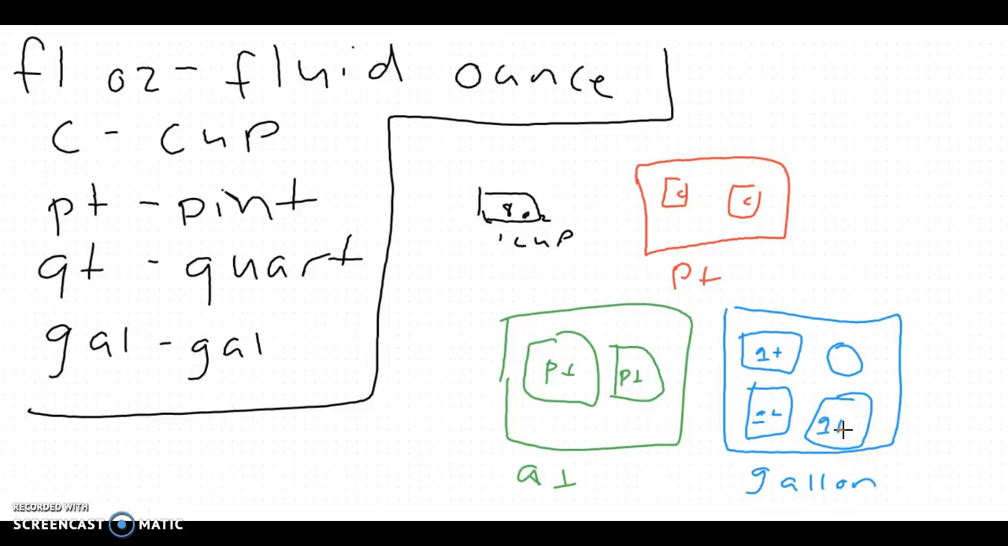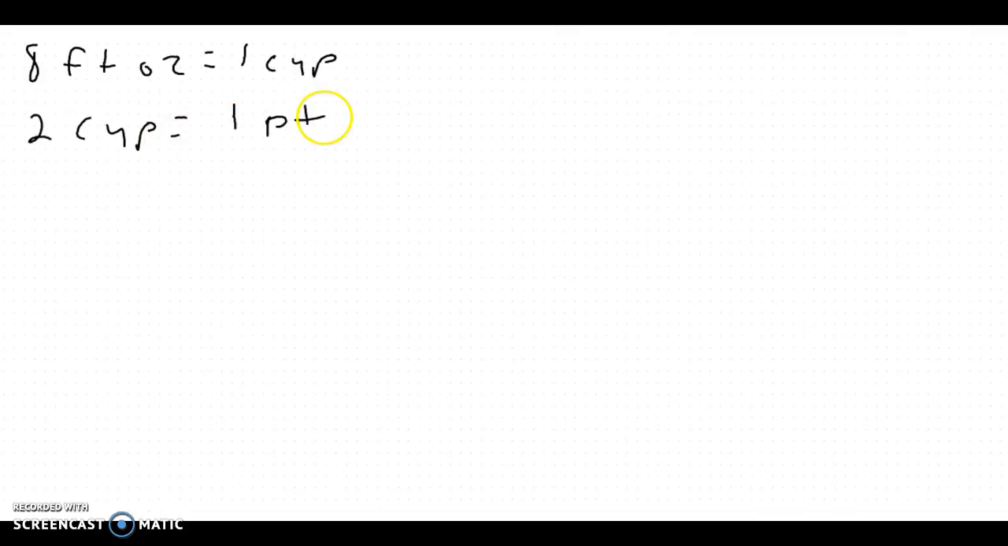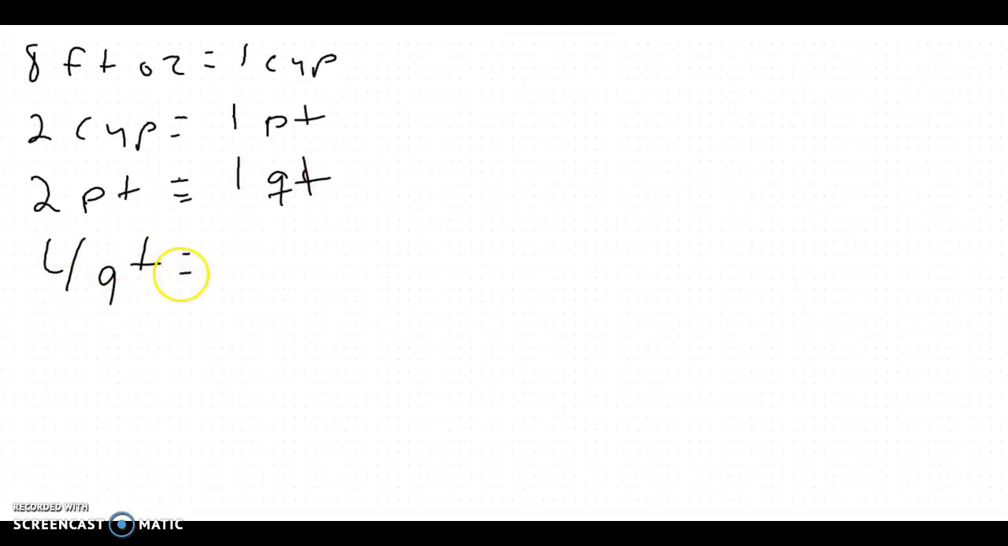We'll come and we'll look at that again. So we have the ounce, or the fluid ounce, the cup, the pint, the quart, and the gallon. So we're going to look at some of those conversions. So we have 8 fluid ounces in a cup, 2 cups in a pint, 2 pints in a quart, and 4 quarts in a gallon.